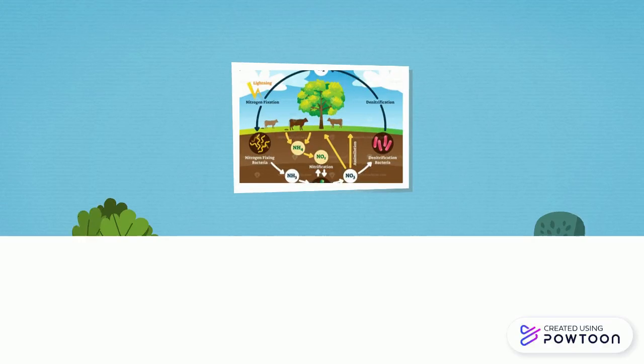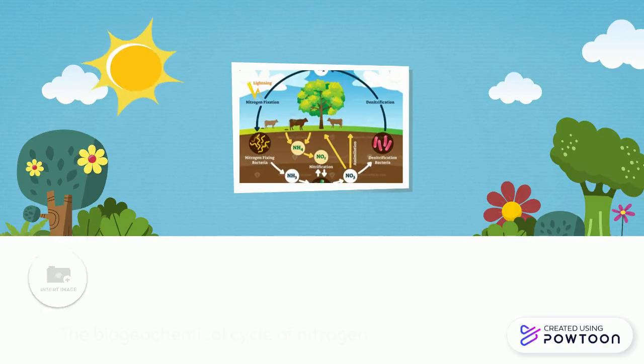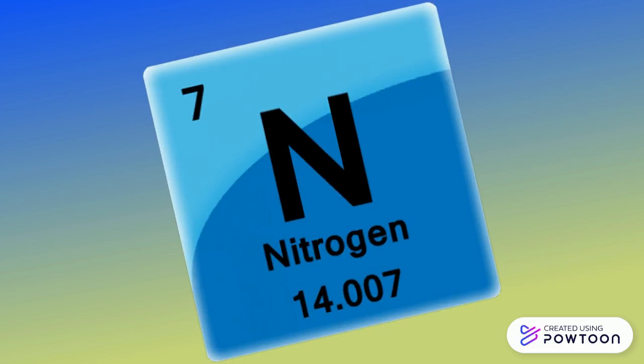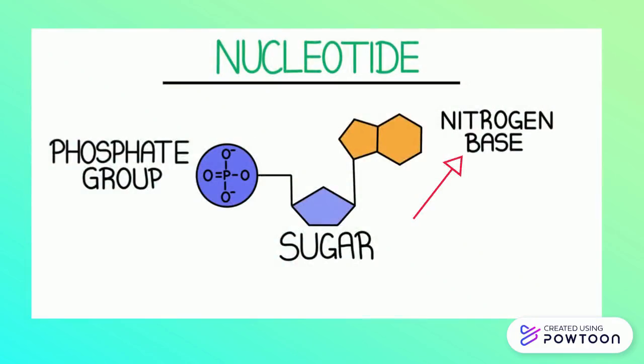Hey guys, in today's video we're going to be looking at the biogeochemical cycle of nitrogen, which is the nitrogen cycle. Let's start with the basics. What is nitrogen? Nitrogen is a colorless and odorless gas that is unreactive, makes up around 78% of the atmosphere, and whose atomic number is 7. We need nitrogen for our DNA and proteins. It is the building block for proteins and nucleic acids.